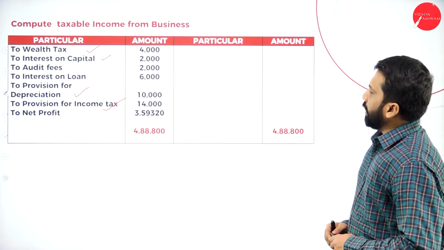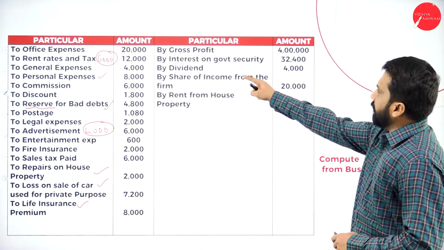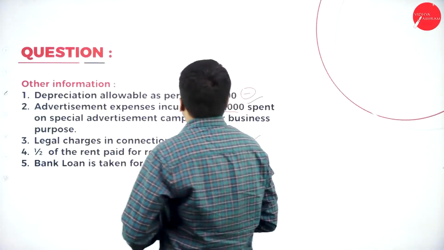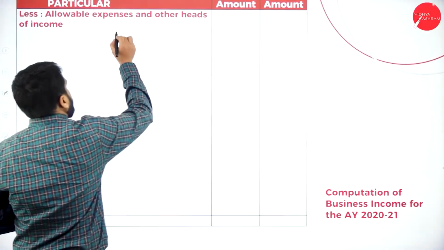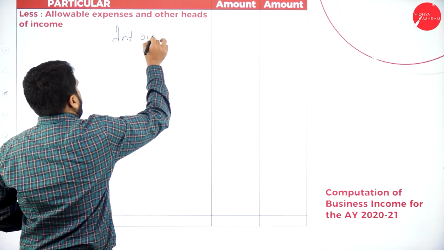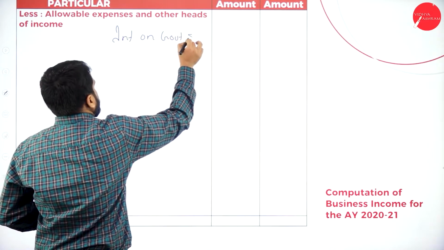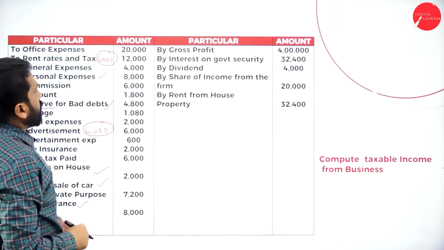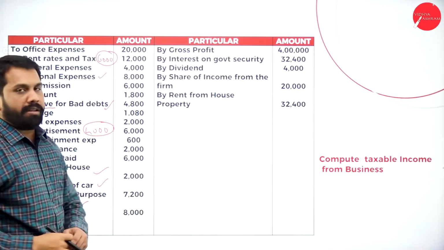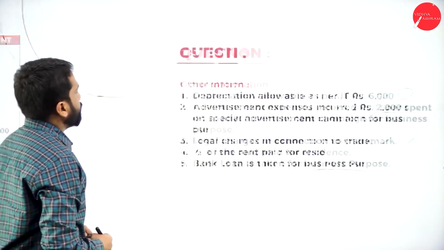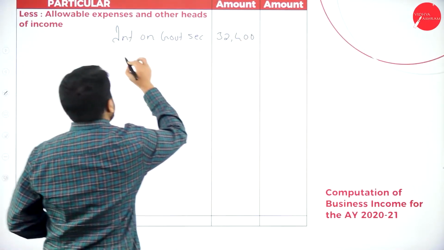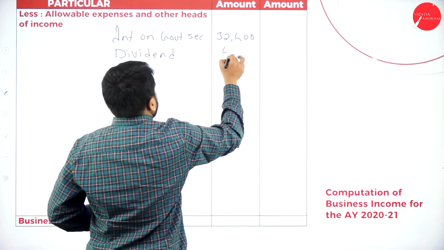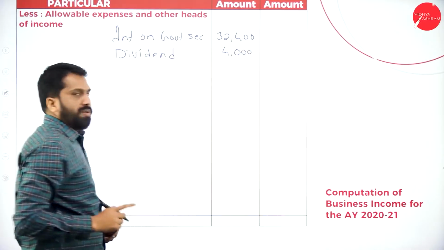Allowed items: gross profit is over. Interest on government security, 32,400. Dividend, it is 4,000. Hope you are clear.